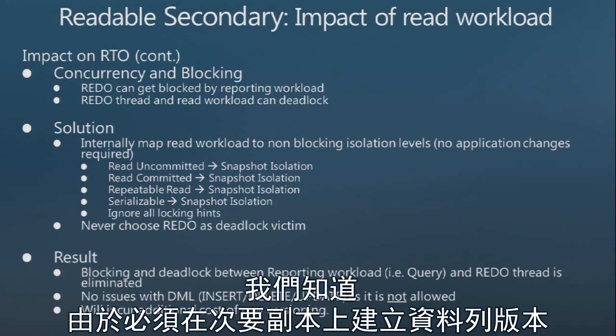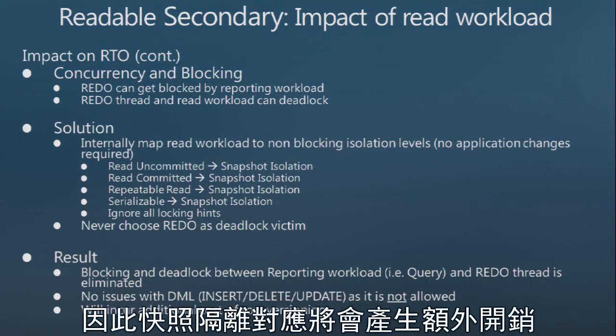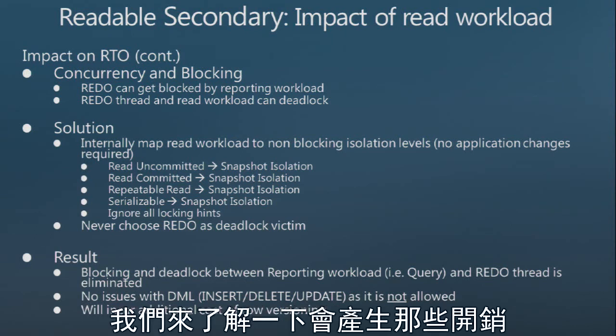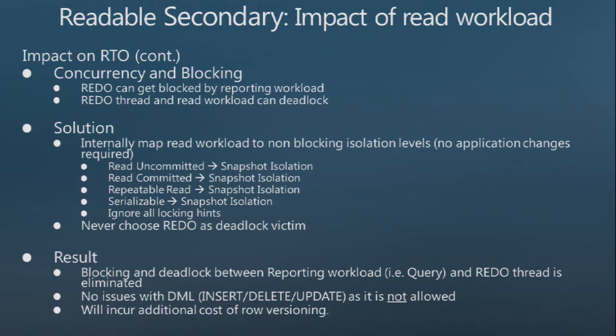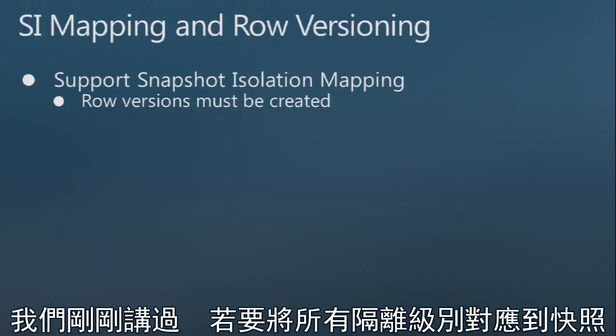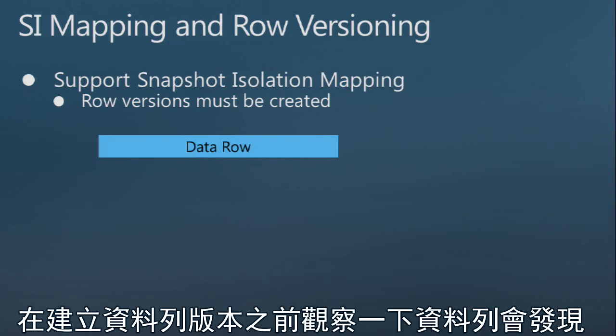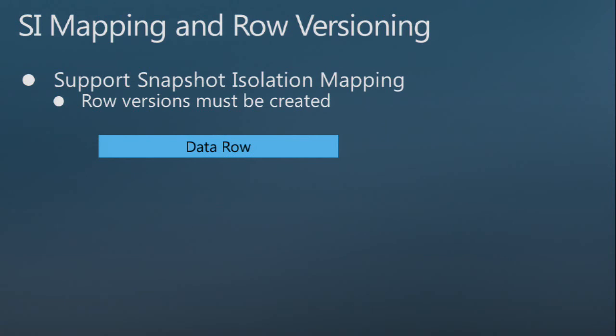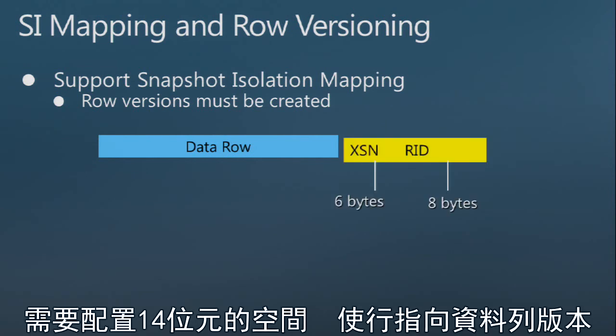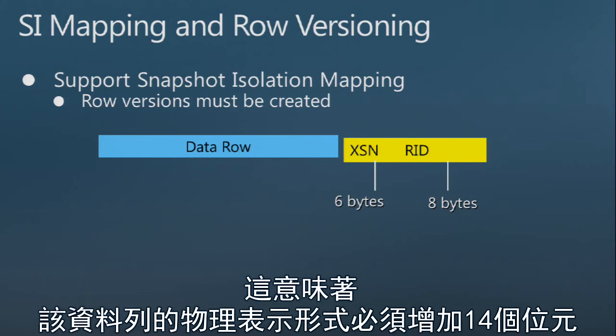Now, as you know, mapping to snapshot isolation comes with additional overhead, because now we have to create the row versions on the secondary. So let's understand what that overhead looks like. As I said, we are mapping all isolation levels to snapshot, and row versions need to be created. So if you look at the data row before the row versions were created, now if I need to create a row version, I need a space of 14 bytes to set a pointer from my row to the row version. That means the physical representation of the row has to increase by 14 bytes.